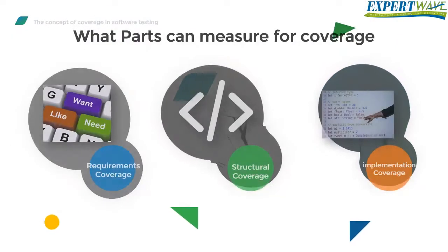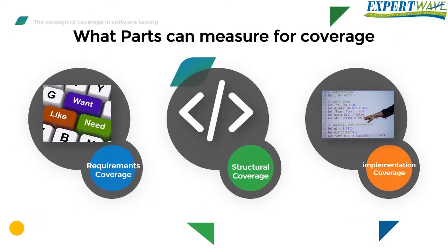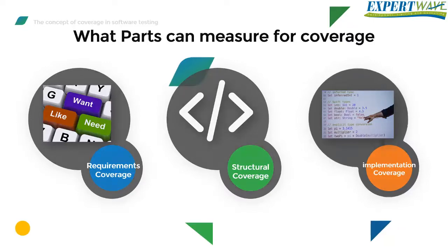So what are the parts of the software that we can measure for coverage? Requirements coverage: has the software been tested against all the requirements? Structure coverage: has each design element of the software been exercised during testing, such as classes and functions? Implementation coverage: has each line of code of the software been exercised during testing or not?